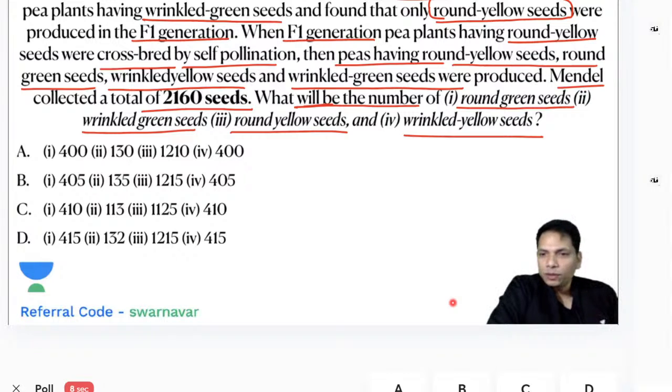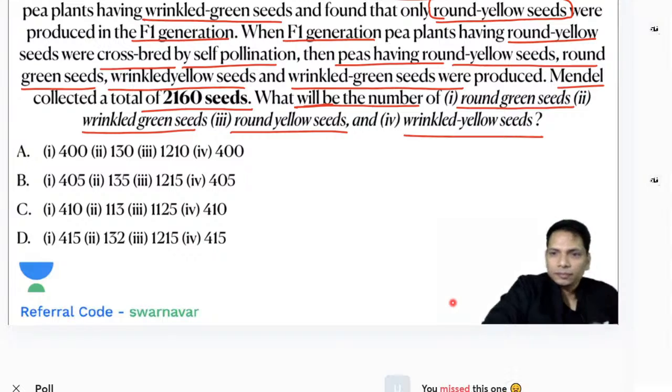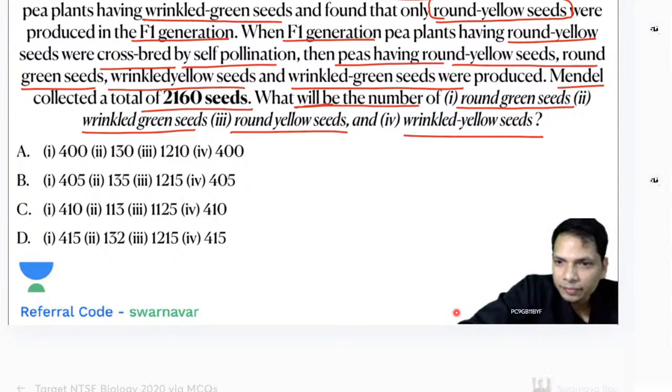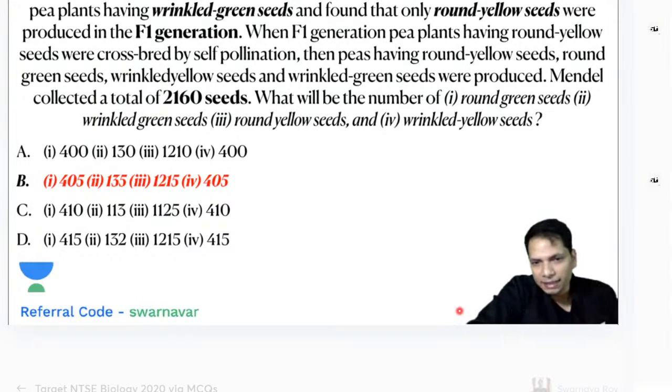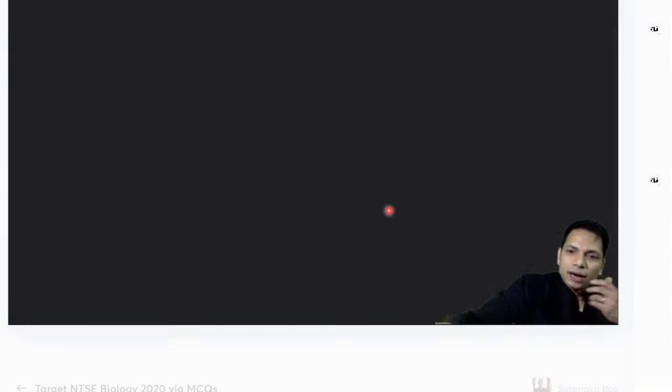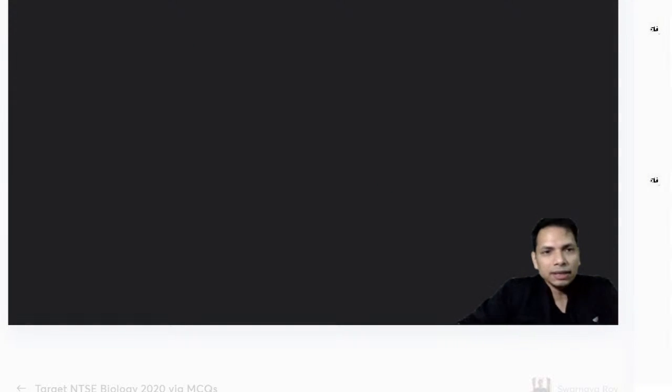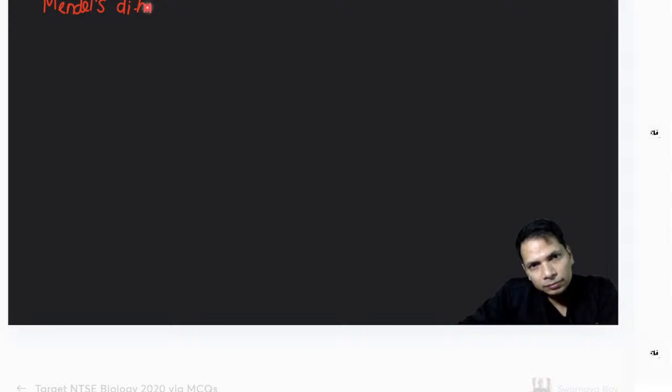Akanksha, your guesswork has worked. The tukka method has worked. All right. Vishal, welcome. So the answer is B. How is B the answer? How to solve these problems? These problems come under Mendel's dihybrid cross. Sometimes all these tukkas work.